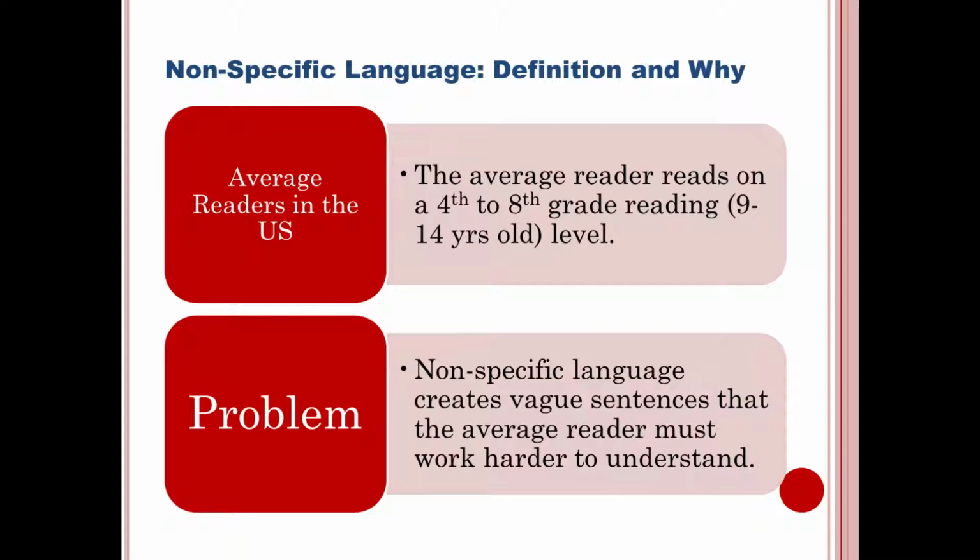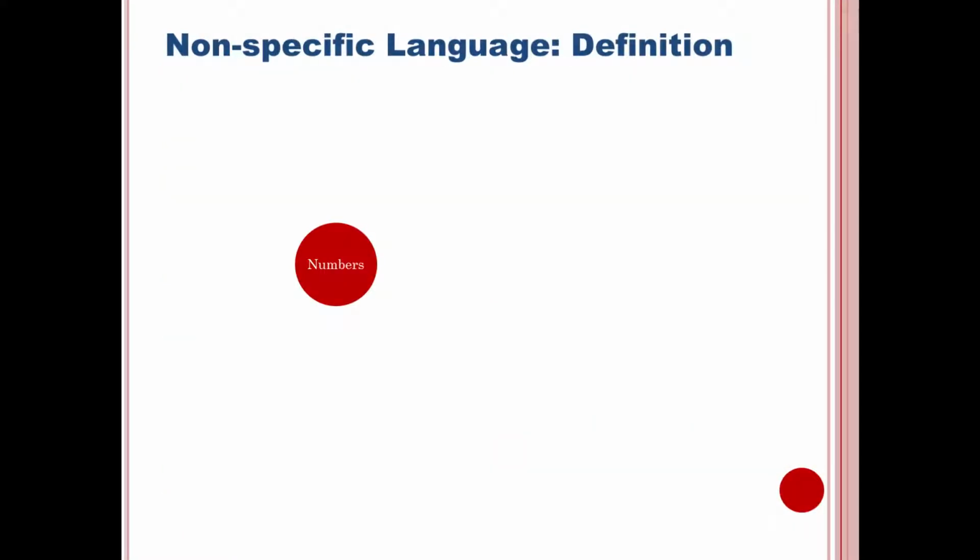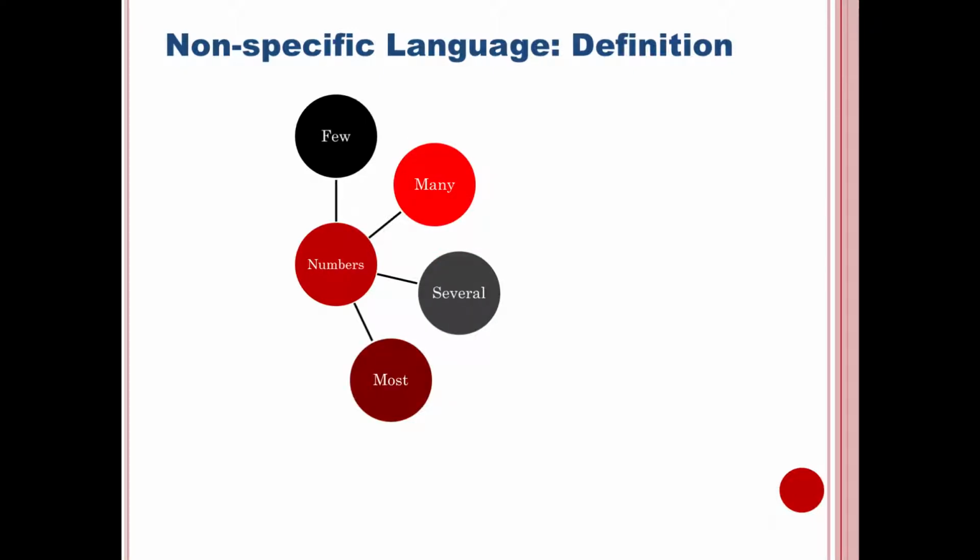So to continue the definition, some non-specific language implies that we should have a number. And in the real world, we should use those numbers instead of the non-specific language. Here are some examples. Few, many, several, most, some. All of these imply that we need a specific number, and so we need to change this to a number instead of using these words.